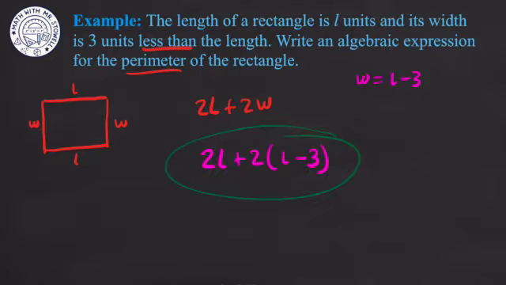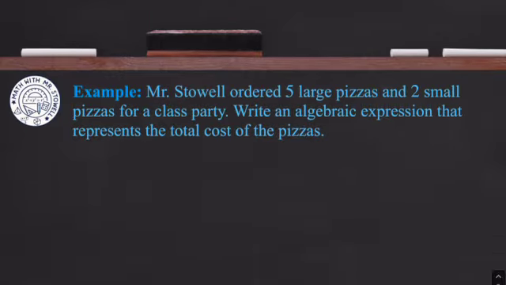Remember, the perimeter is 2 times L plus 2 times W, with L the length and W the width. If the width is 3 units less than the length, then that means W is L minus 3. So then it's just a substitution, putting it in there.